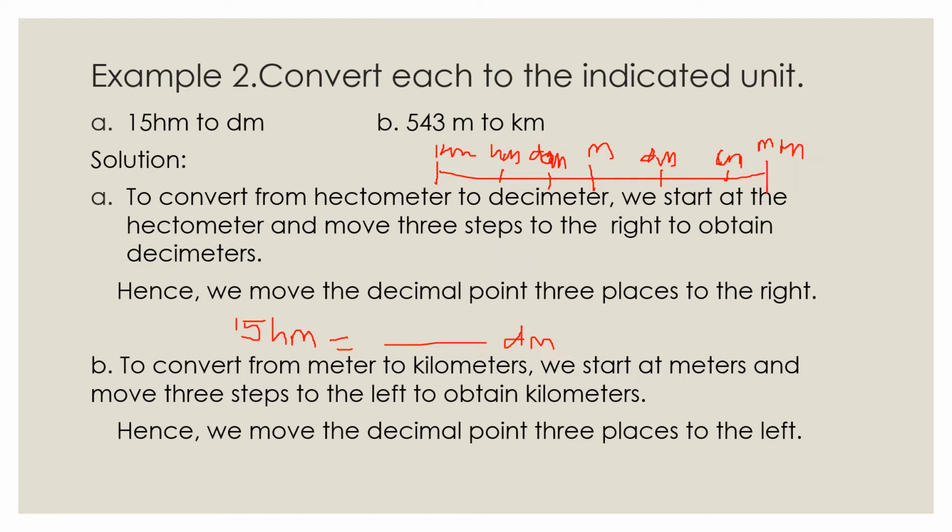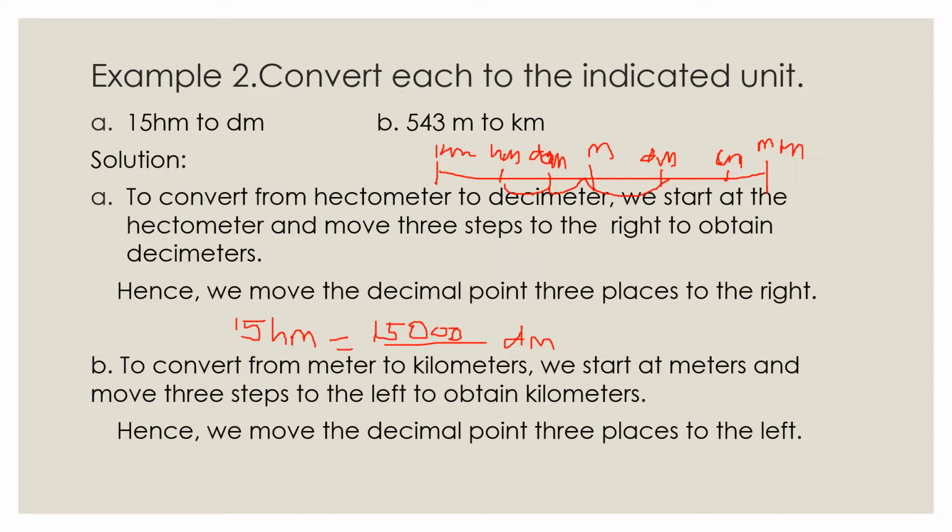So, HM, no? So, we need to multiply by 1, 2, 3. So, that means we need to multiply by 1,000. So, in other words, since it's 15, we add 3 zeros. Right? Easy. Am I right? Correct, right? Okay. So, next.